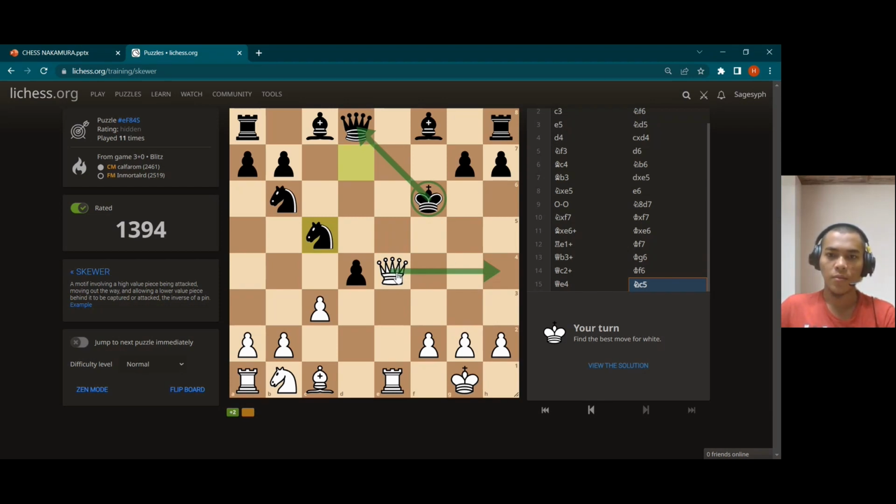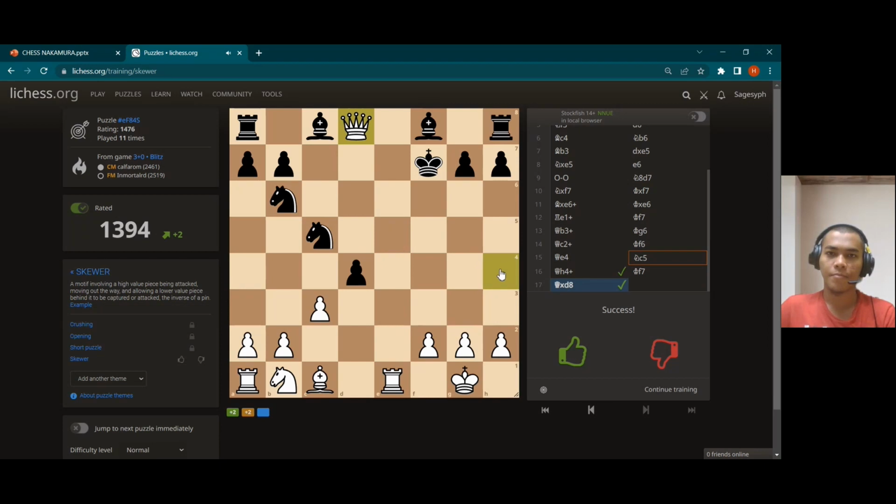So you can see if it is true. Oh, the king moves here, as it has no other move to do, so we can capture the queen here.